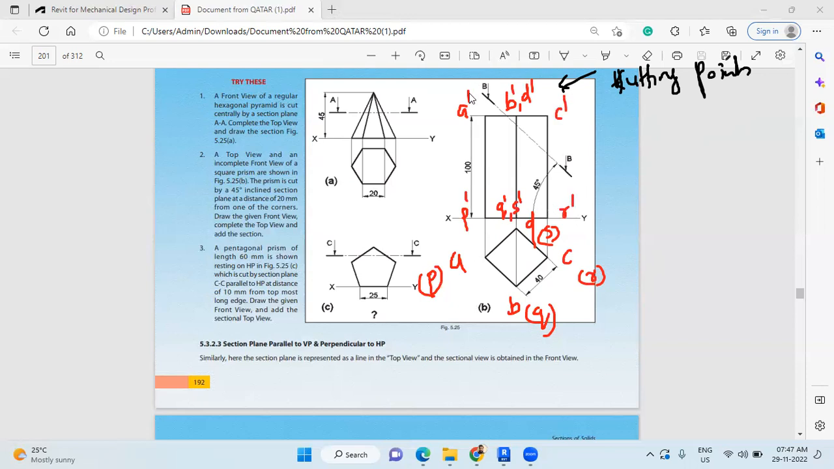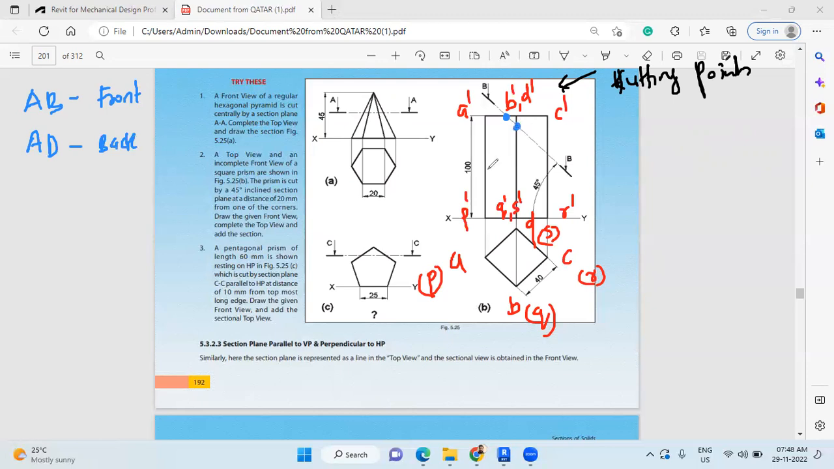Tell me how many cutting points. I will draw here. So here, how many cutting points here? Two. Okay, so can you tell which edges are cut? AB and AD. AB is in the front side, right? Yes, sir. And AD is in the back side. Okay, 2 points.